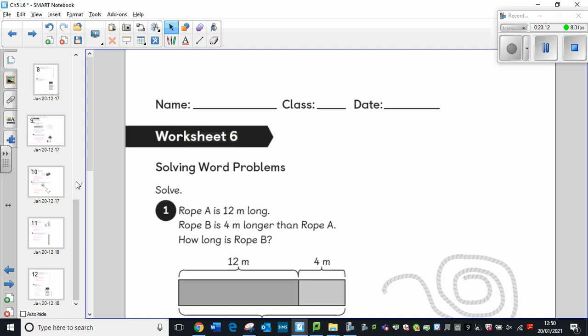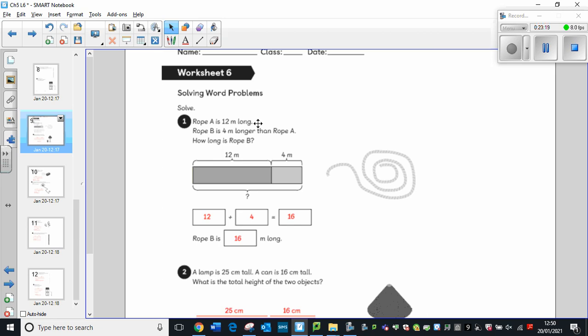Right, if you have come back, it means you've given it your best go for worksheet 6 and you're ready for the answers. So let's have a look. So question 1, rope A is 12 meters long, rope B is 4 meters longer than rope A. So how long is rope B? So we would do 12 add 4, which equals 16 meters. So we know rope B is 16 meters long.